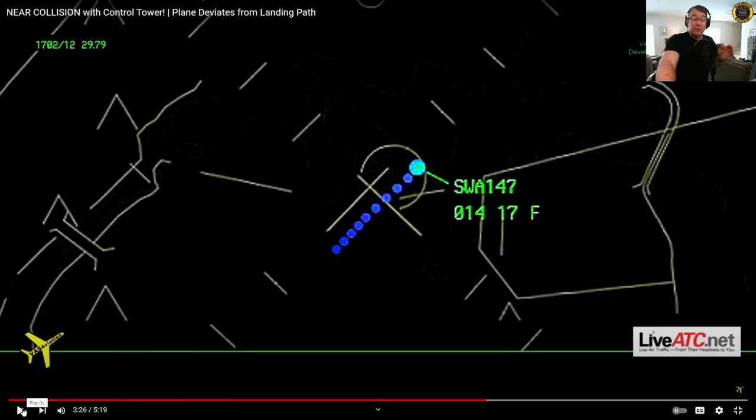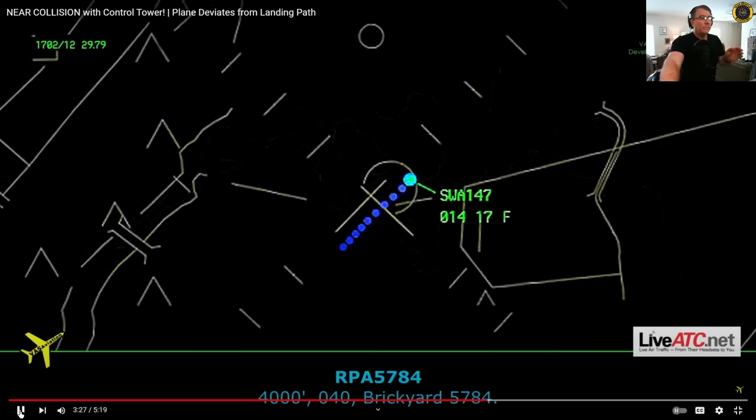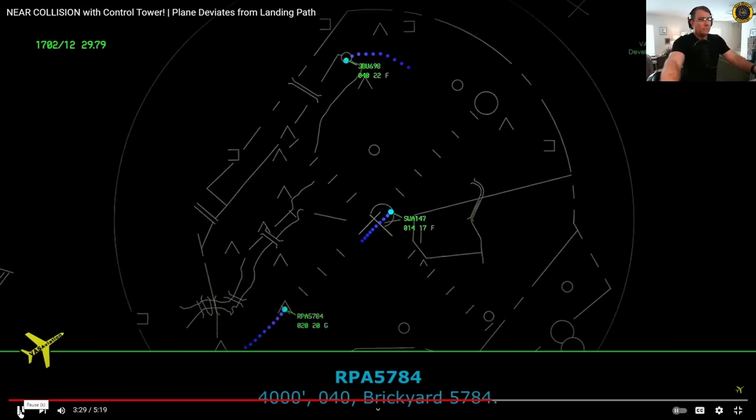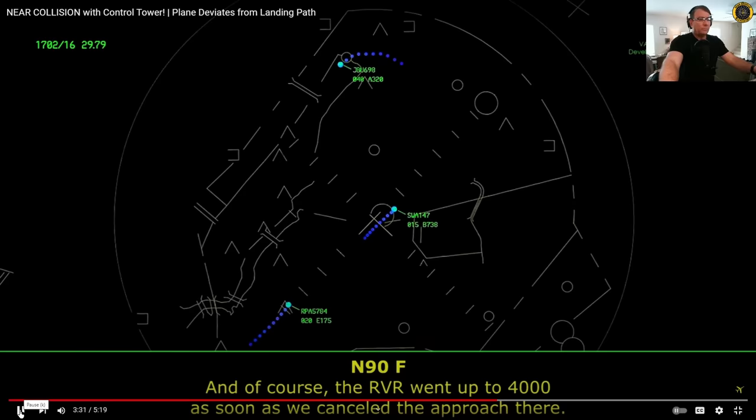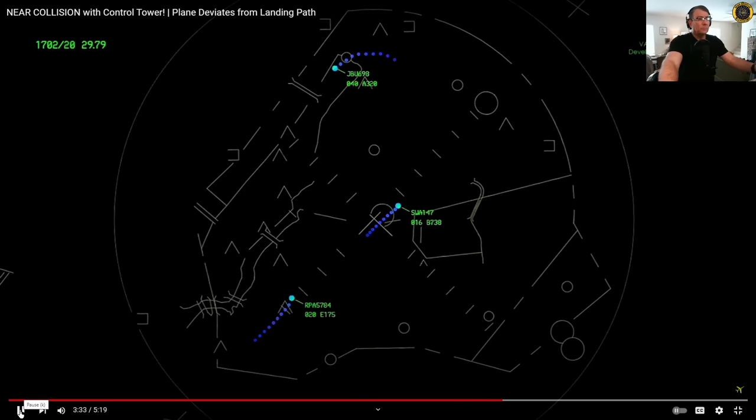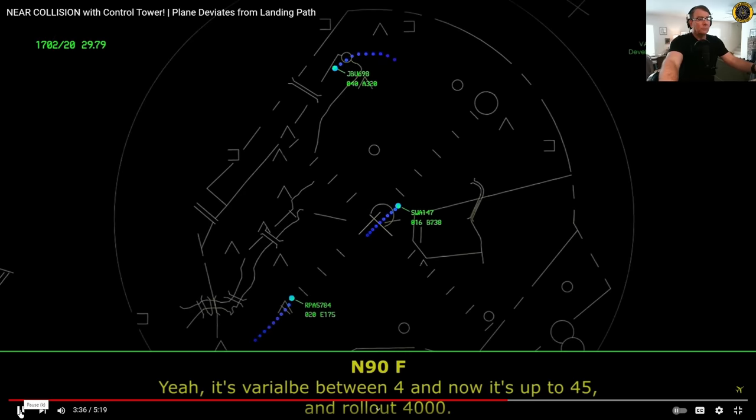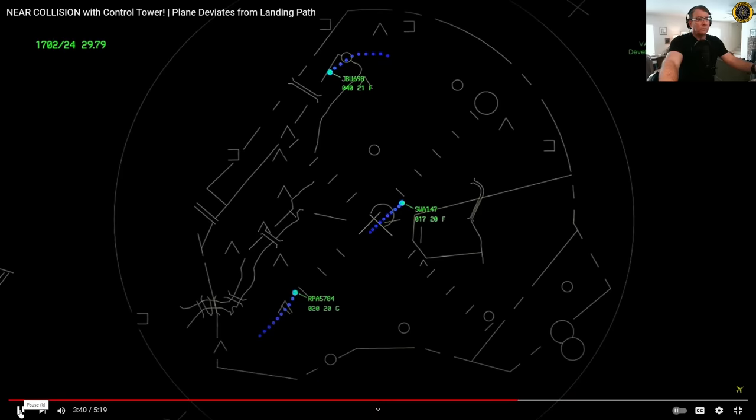The crew of Southwest is clearly shaken here. 4,000, heading 040, Brickyard 5784. And of course, the RVR went up to 4,000 as soon as we canceled the approach. Hate to see it. Yeah, it's variable between 4, and now it's up to 4,500, and that's a rollout 4,000.